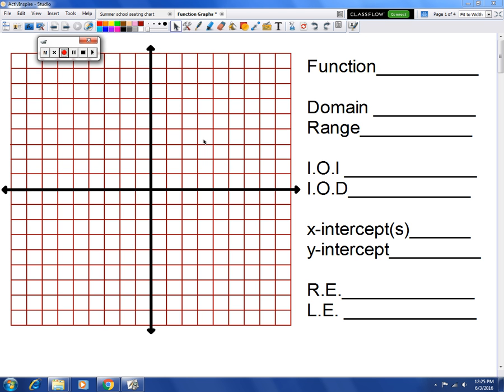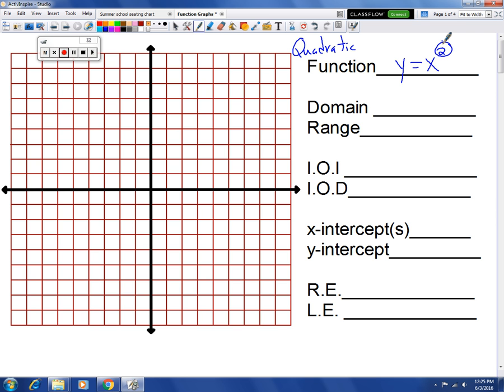Okay, in this video I'm going to show you how to graph quadratic functions and identify their characteristics. So the parent function for quadratic functions is this one, y equals x squared. And why is it quadratic? Because the largest exponent is 2. Okay, that's why it's called quadratic instead of linear.